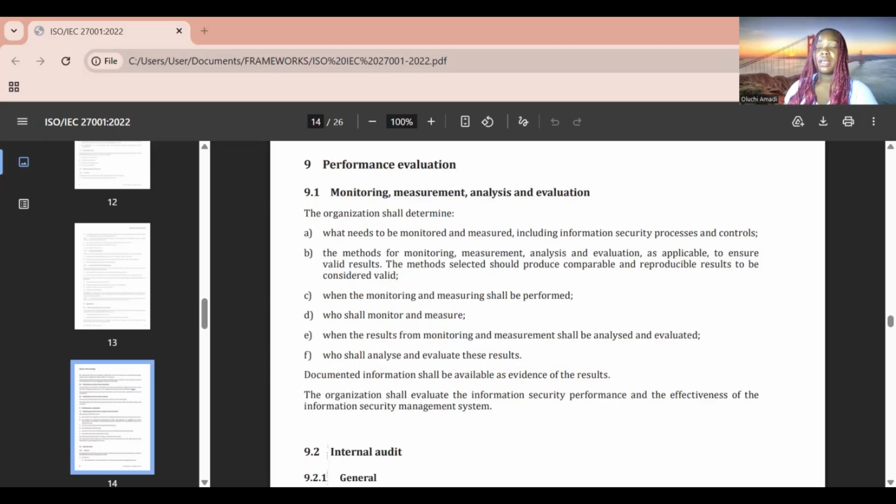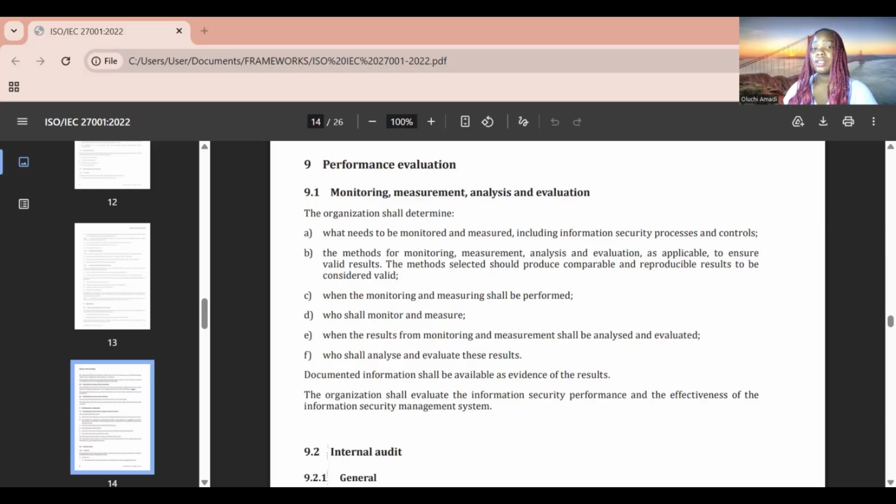So for you to implement Clause 9.1, you have to first of all determine what needs to be monitored and measured. That's the main important thing to keep in mind. Then you have to identify the key information security management processes and controls that need to be measured, which is based on the risk assessment and statement of applicability. You have to check the processes and controls that directly impact the information security objectives.